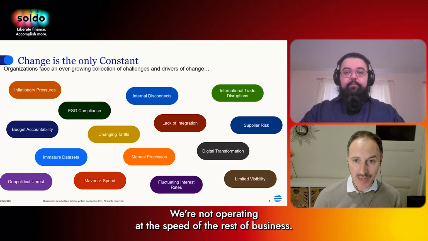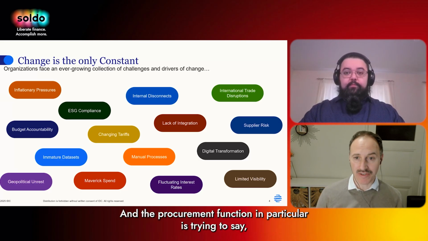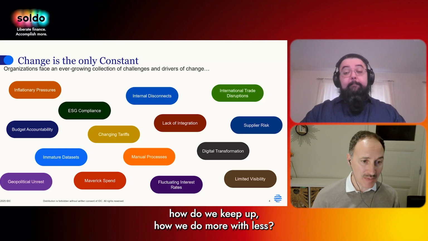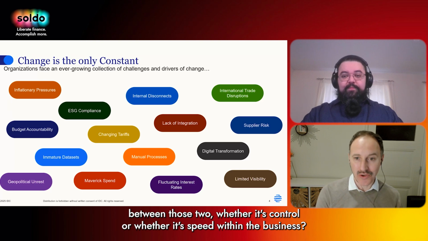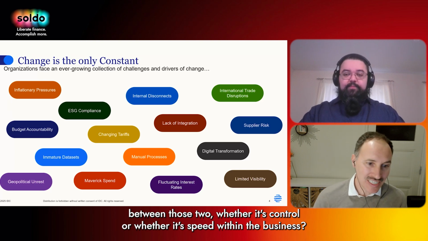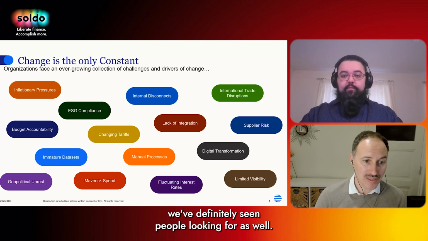We're not operating at the speed of the rest of the business. And the procurement function in particular is trying to say, how do we keep up? How do we do more with less? Can you give us a way to speed things up? So between those two, whether it's control or speed within the business, we've definitely seen people looking for that as well.